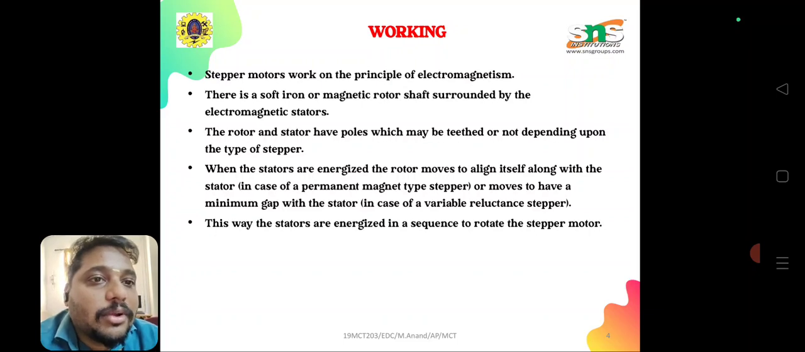When the stators are energized, the rotor moves to align itself with the stator in the case of a permanent magnet type stepper motor, or moves to have a minimum gap with the stator in the case of a variable reluctance motor. This way the stators are energized in sequence to rotate the stepper motor.